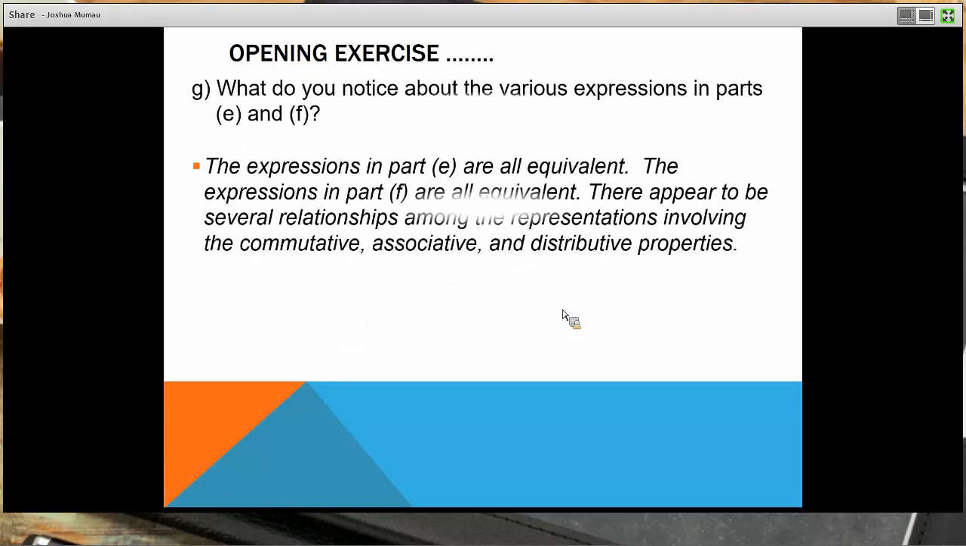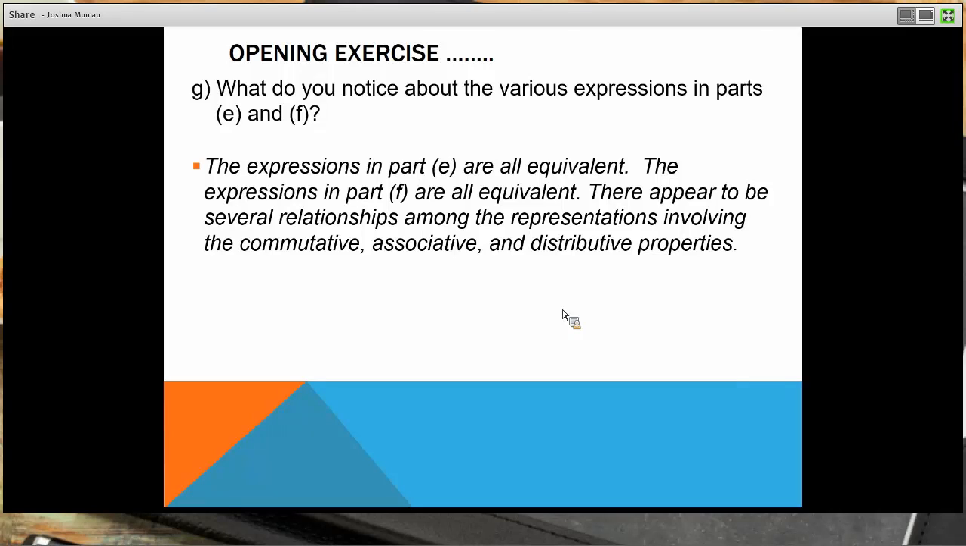Let's look at part G. For part G, what do we notice about the various expressions in parts E and F? Well, first, the expressions are all equivalent in part E. The expressions are all equivalent in part F. There appears to be several relationships happening with the commutative, associative, and distributive properties. That's what we want to have seen.